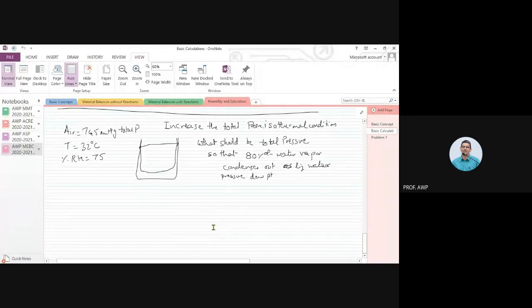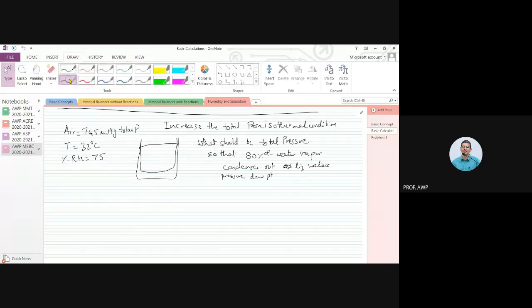So Aniruddha, perhaps what you can do is rather than checking your answer, you can just tell us how you have done this problem, so that we will know whether your method is right, wrong, or other people will also benefit from your thought process. Sure, sir.